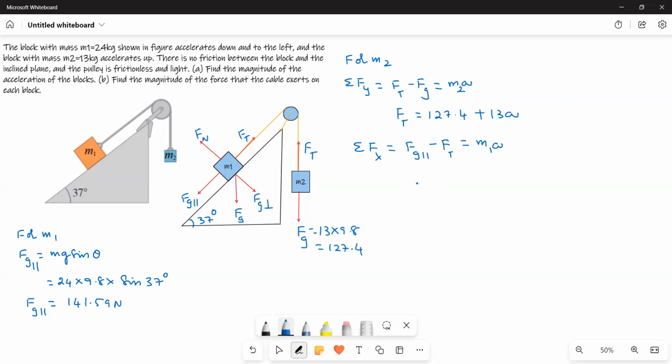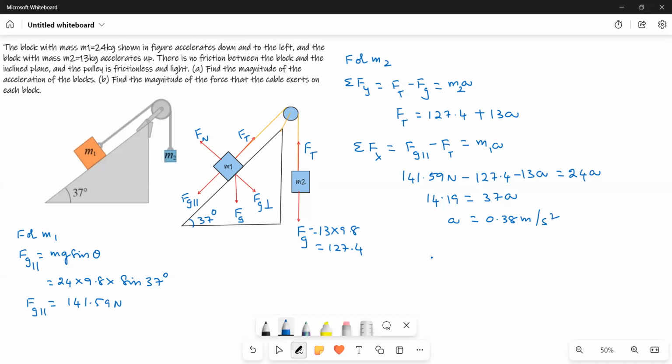Now, Fg parallel we already found out, 141.59 newtons, minus F tension, which is 127.4 plus 13a, is equal to 24a. M1 is equal to 24, therefore 24a. Therefore, this value 14.19 is equal to 37a. Or a is equal to 0.38 meters per second squared.